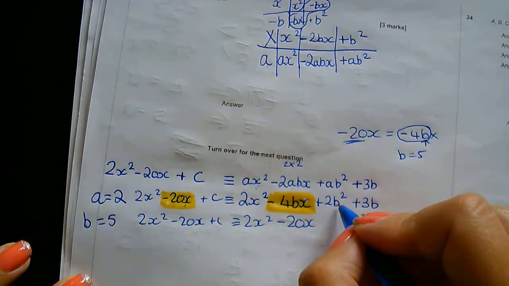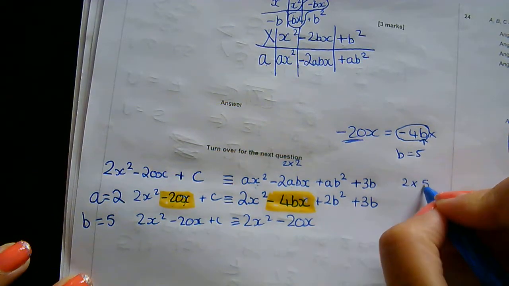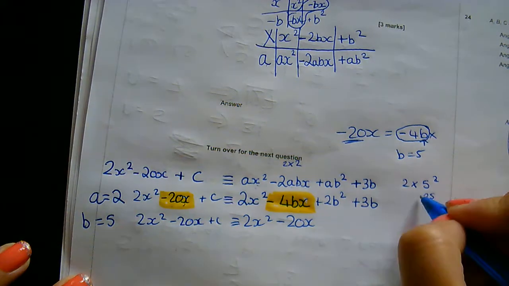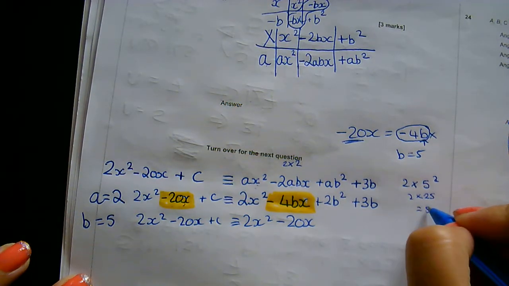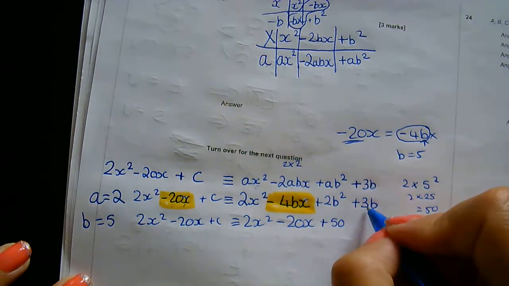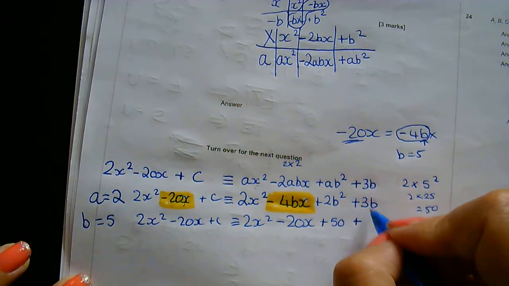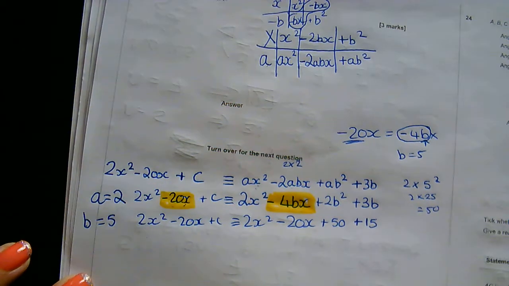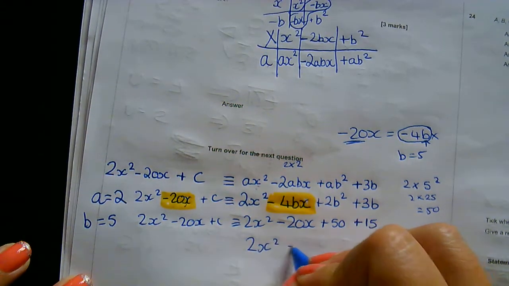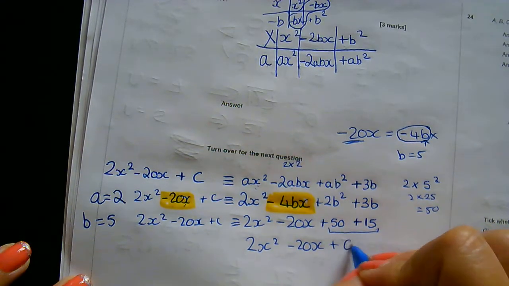Now I know that b is 5, I can sub it into here. So that's 2 times 5 squared, so that's 2 times the 5 that's squared. Remember, indices come first, so 5 squared is 25, times by 2 would give me 50. So this term here is now 50, so plus 50, and then 3b, because b is 5, is 3 times 5, so plus 15. Now I've got two numbers here that can go together, so if I rewrite this line, it's 2x squared minus 20x plus, and then 50 and 15, 65.